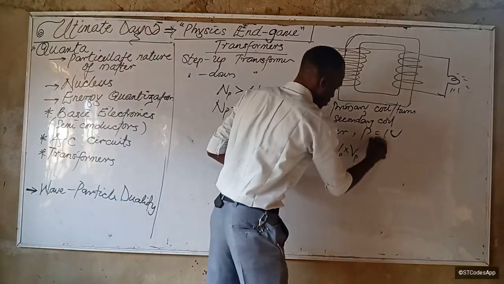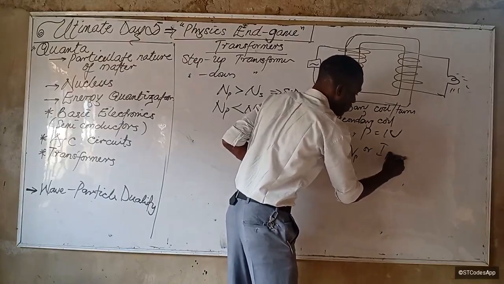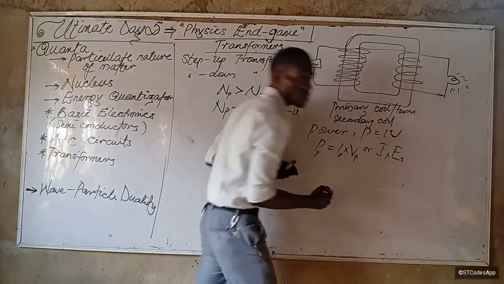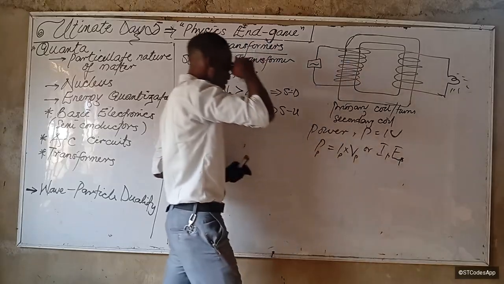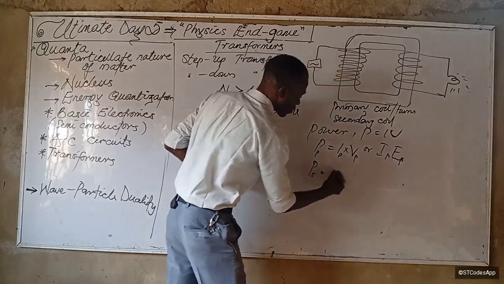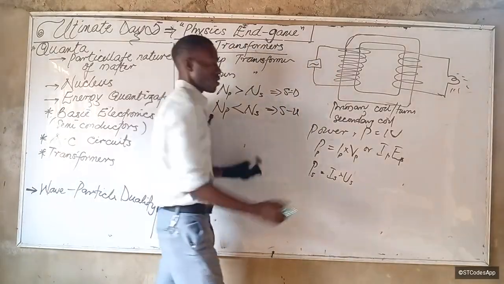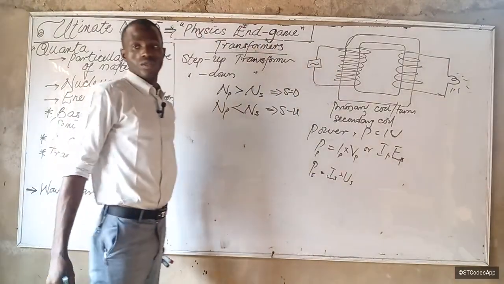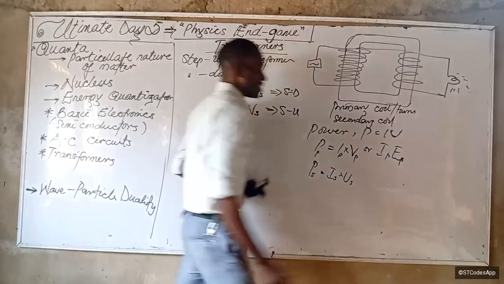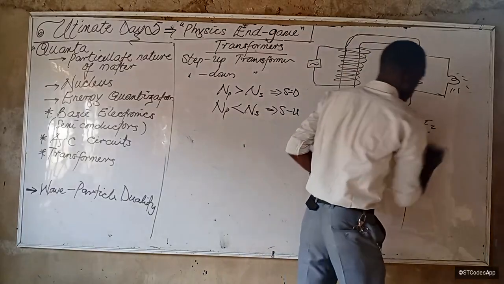Or you could see it as the current in primary coil times the EMF in primary coil. Does this make sense? Then the power in secondary coil is equal to I_S times V_S. Or you improvise with that too. Do we understand? Then the efficiency of this transformer can be calculated using efficiency is going to be what?